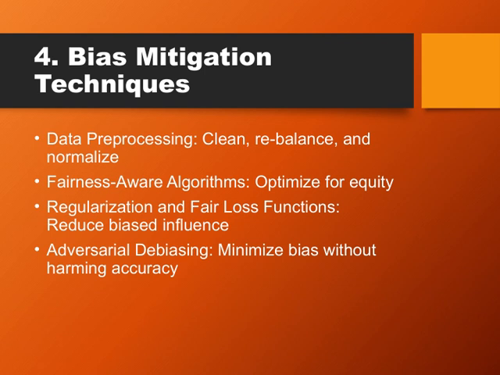Finally, adversarial debiasing offers a powerful approach. It works by training the model to minimize bias through an adversarial process, effectively making it harder for the model to distinguish or exploit protected attributes, all without sacrificing overall accuracy. Together, these techniques form a toolkit that allows us to proactively address bias at different stages of model development, reinforcing our commitment to fairness throughout the process.